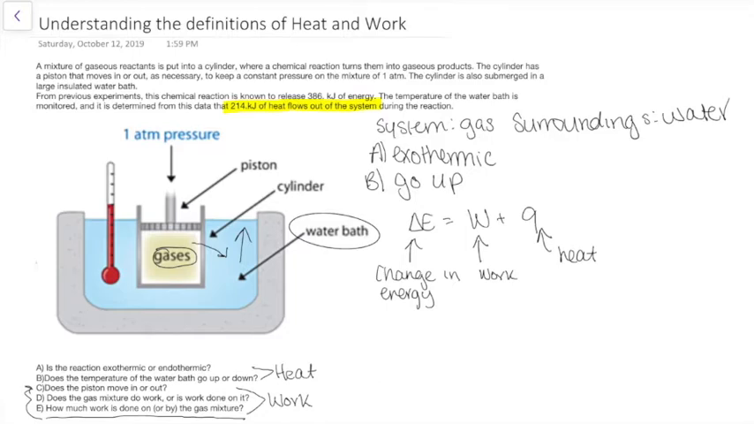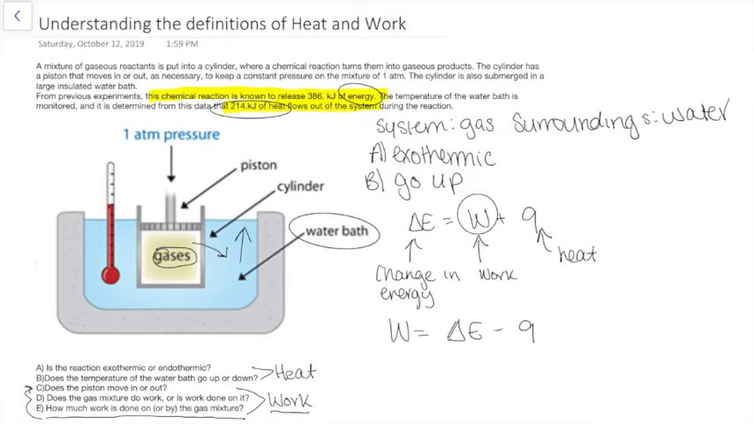So from our problem, in this description, it says the chemical reaction is known to release 386 kilojoules of energy. So here we're going to get our delta E. And down here where it talks about heat, we get our Q as well. So it's clear that we're solving for W, which is good because that's what we're looking for in these problems, work. So we want to rewrite our equation to solve for work. So we're going to write W equals delta E minus Q.